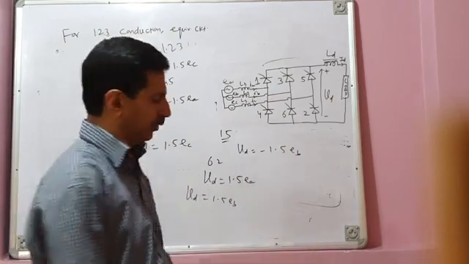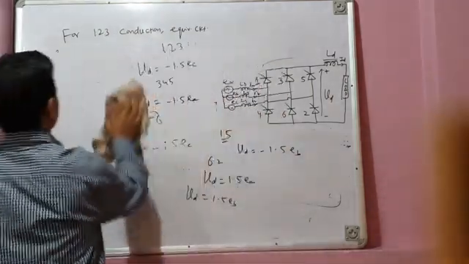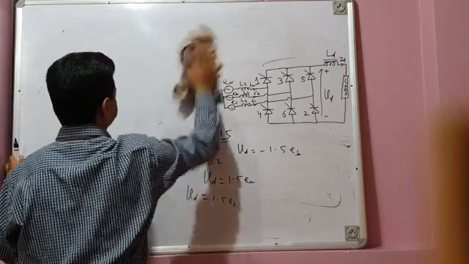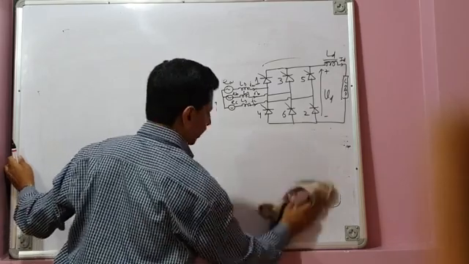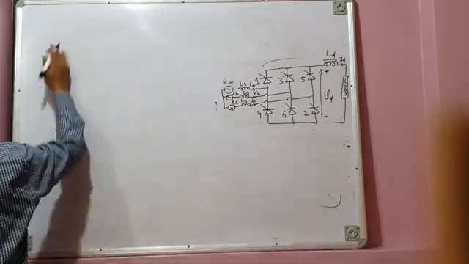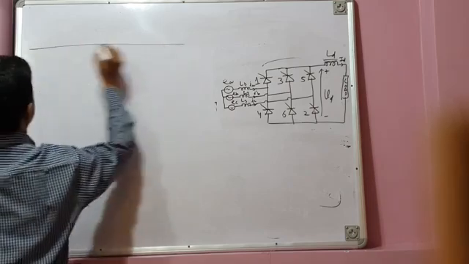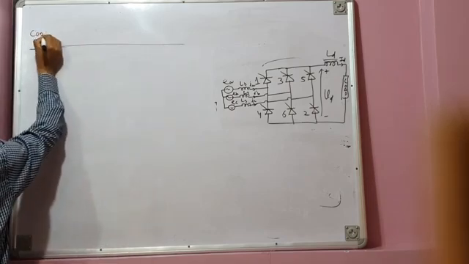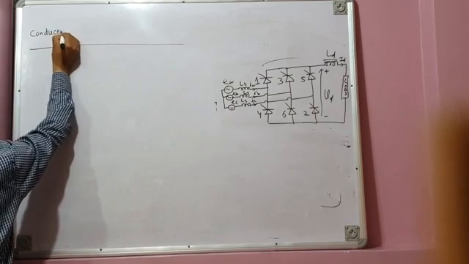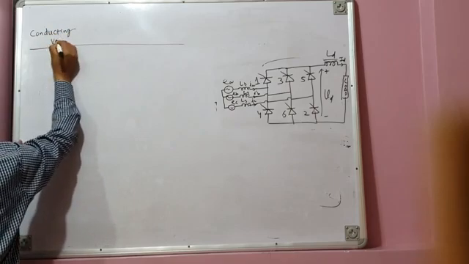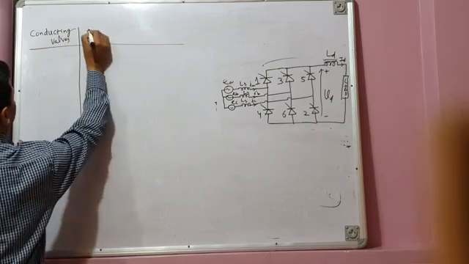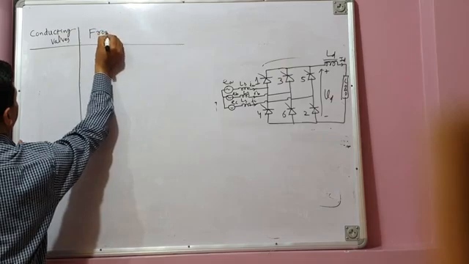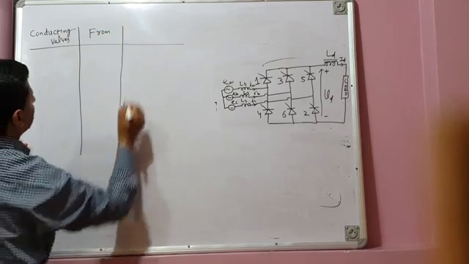Draw the table and you will get that conduction table. Let us now draw the firing table. The first column, as you remember, is conducting valves. Second column is from. Third column is to.